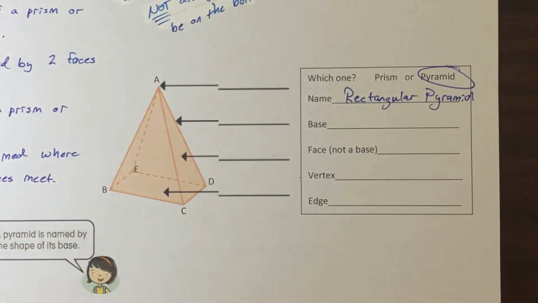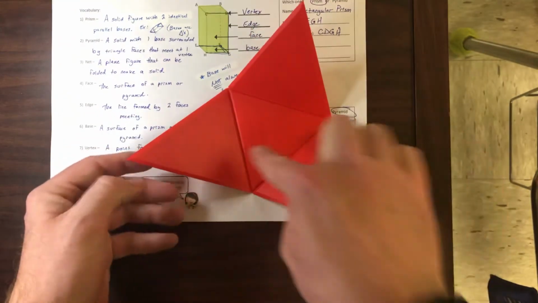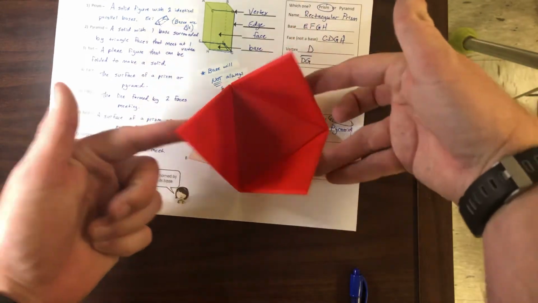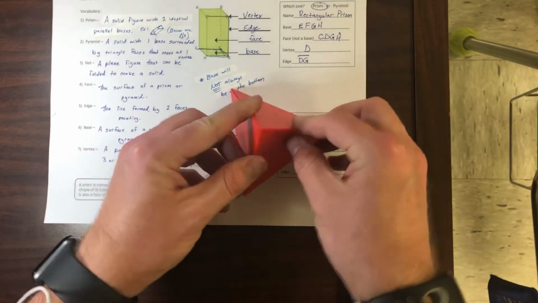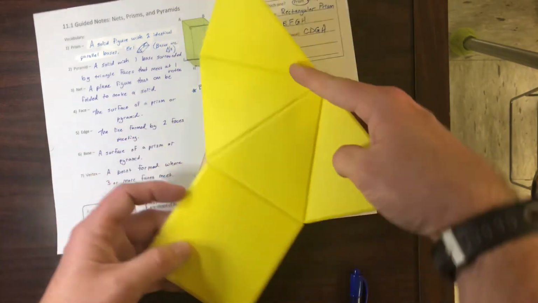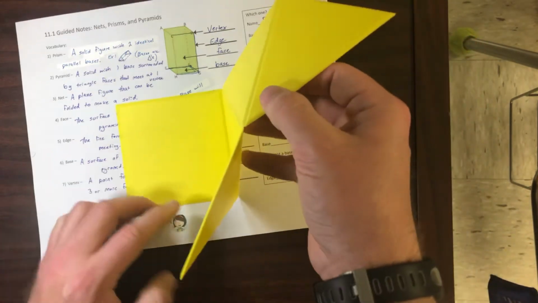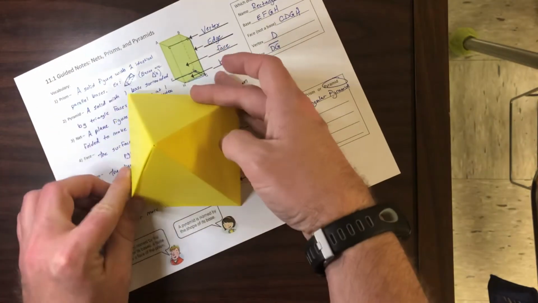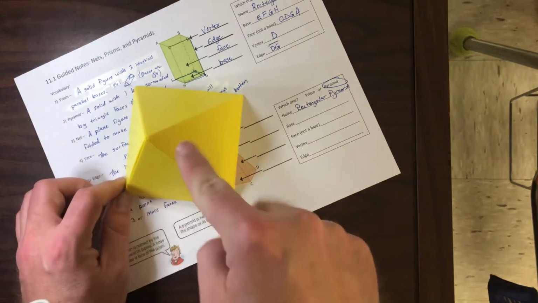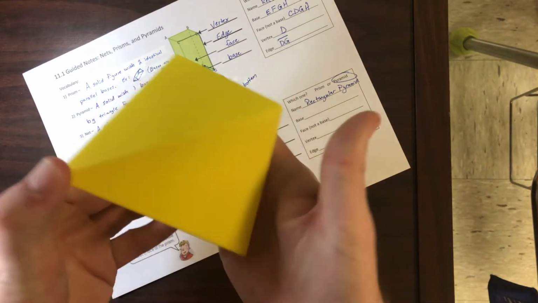What are some other examples of pyramid? Well, earlier I pulled out this one. This is our triangular pyramid. Why? Because it's got a triangle that's surrounded by 3 other triangles. It comes to 1 point, so it's only got one base. Here's a square pyramid. It's got a square that is wrapped or surrounded by 4 other triangles that come to 1 point. So this would be a square pyramid because it's got a square base. That's the only examples I have at the moment.